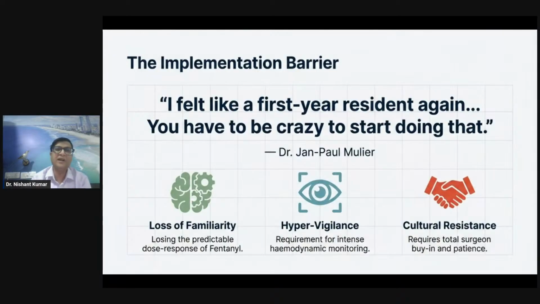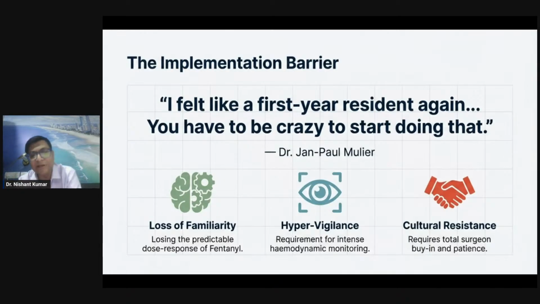It's like I felt like a first year resident again. You have to be crazy to start doing that. So that is the thing. There's a loss of familiarity. We have been trained to use opioids throughout. You require a bit more vigilance. You just can't sit and chat on your WhatsApp or watch videos and reels and shorts. You have to have your eyes on the monitor.